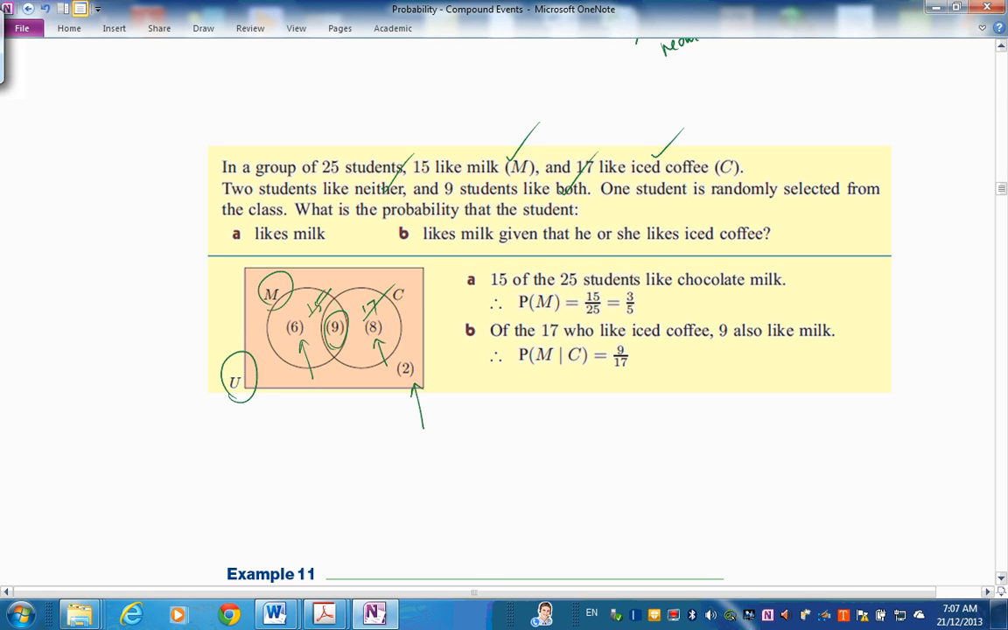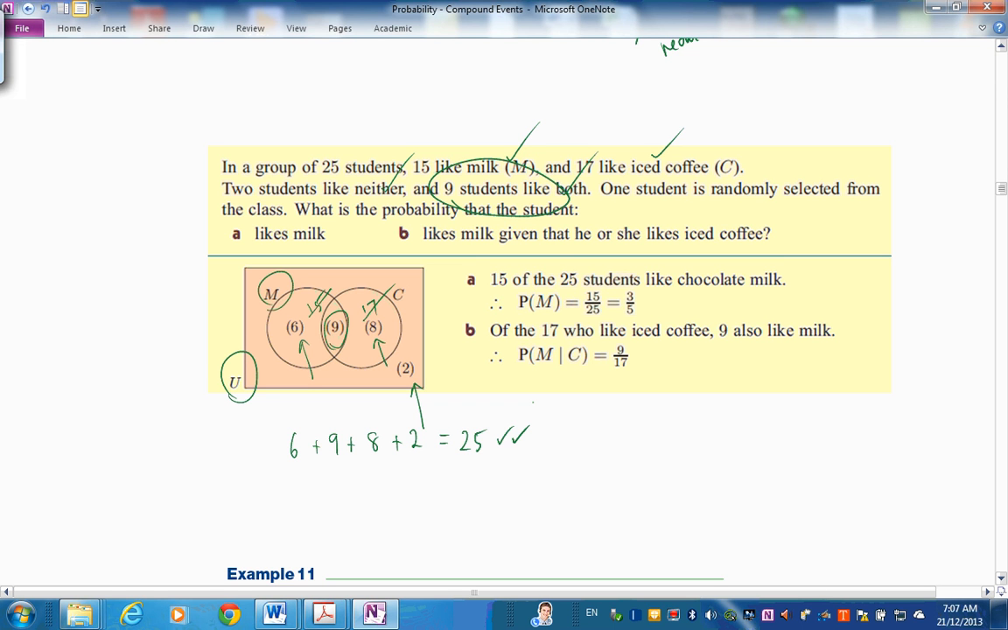So that's the first little trick with a Venn diagram. You must find the overlap, and here they tell it to us, and take that many students away from both the sets. Then check it. 6 like just milk, 9 like both, 8 like just iced coffee, and 2 outside don't like either. Did that come to 25? Yes, which checks. So that's the way to do it. You must add them all up.